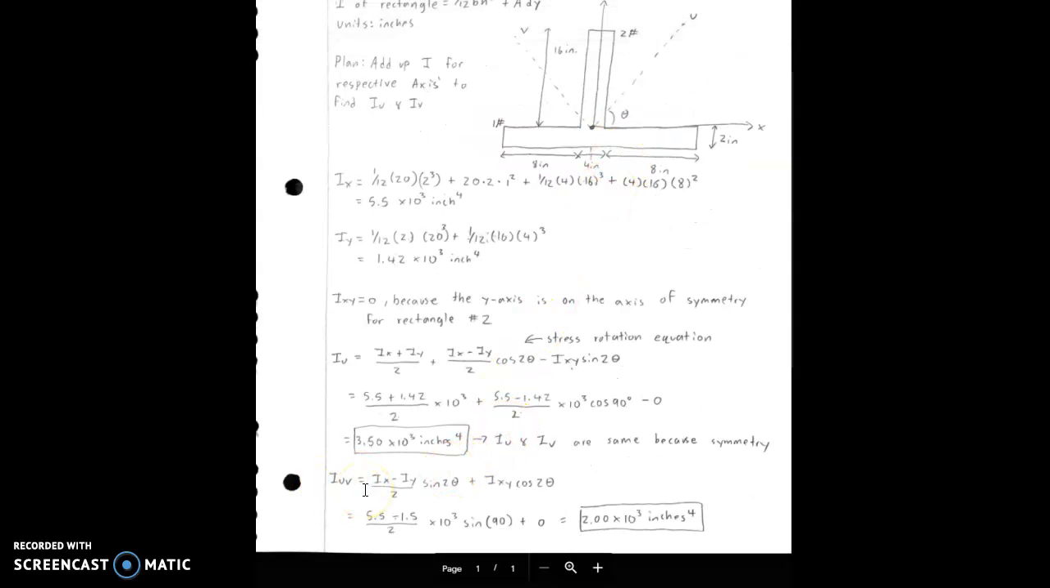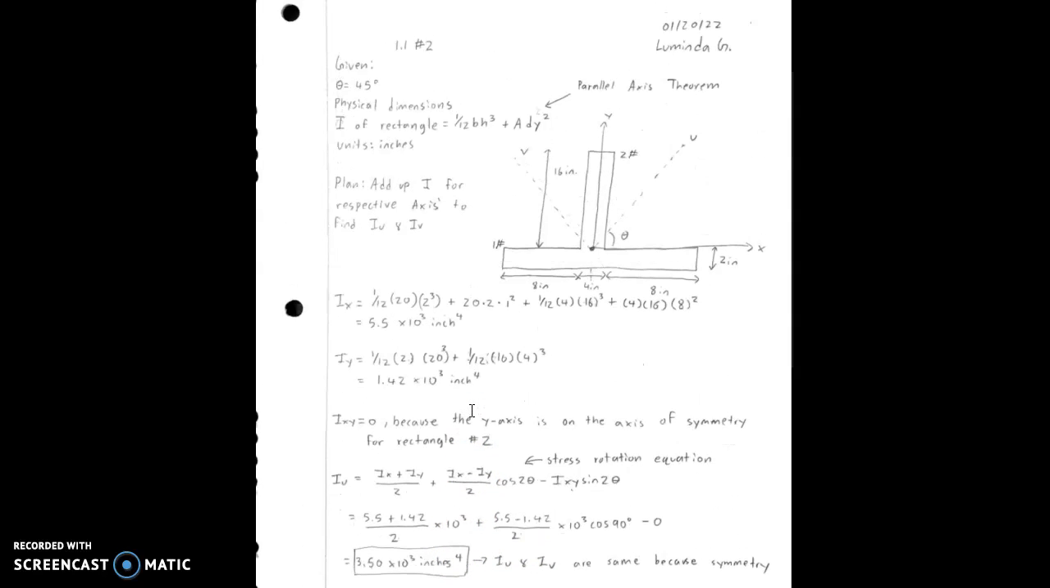And then to find this, it's called the product of inertia. You use another formula, and in this case, this last portion also goes to 0 because of course, the Ixy is 0, but also cosine of 90 degrees is also 0. And so yeah, that should be it.